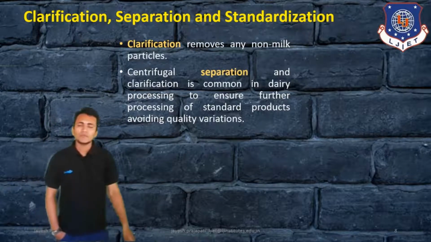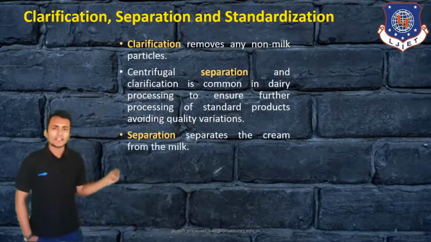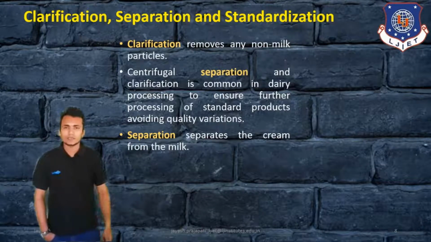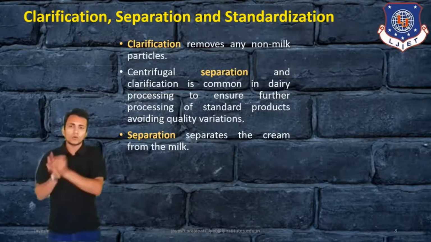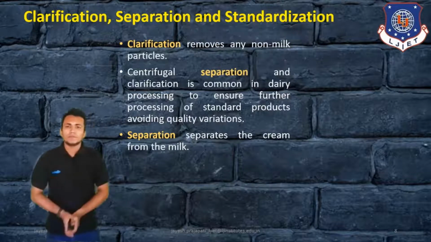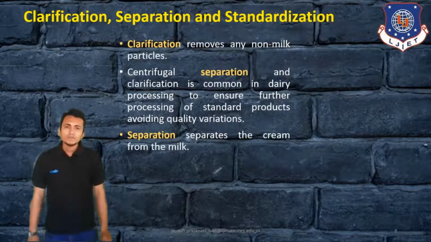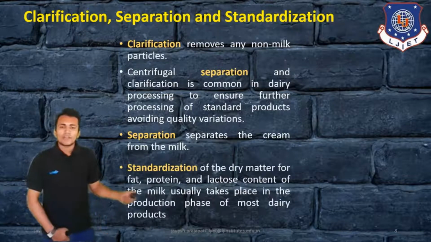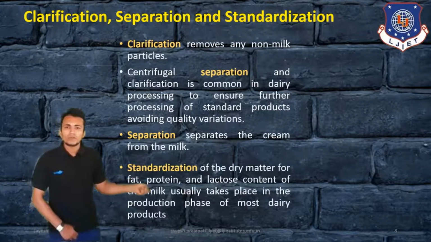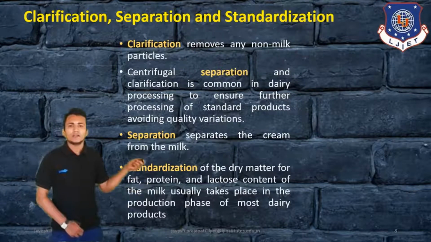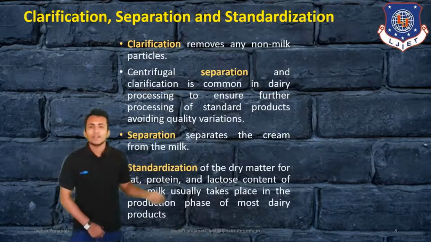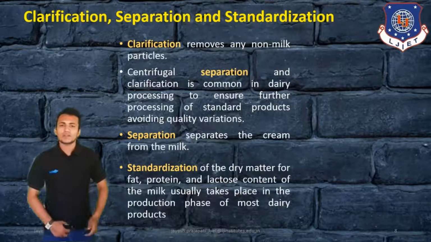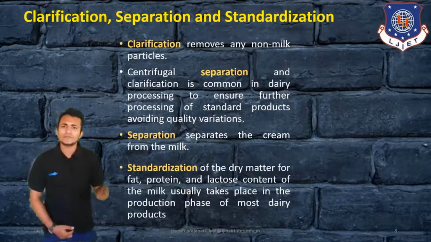separation process. Then we can say that separation separates the cream from the milk. This is a process that can separate raw milk into the cream. Then standardization of dry matter, fat, protein, and lactose content of the milk usually takes place in the production phase of most dairy products. So this kind of process has been done.